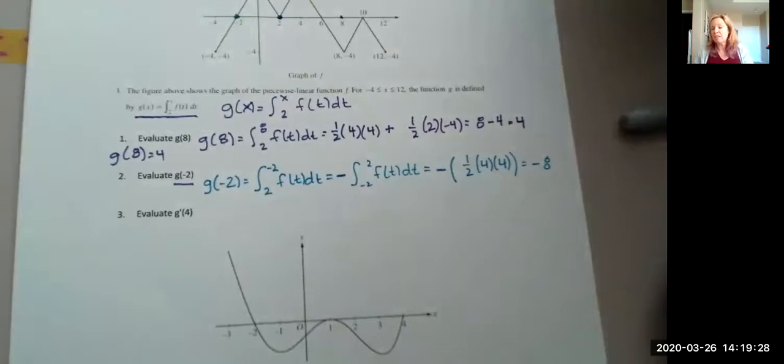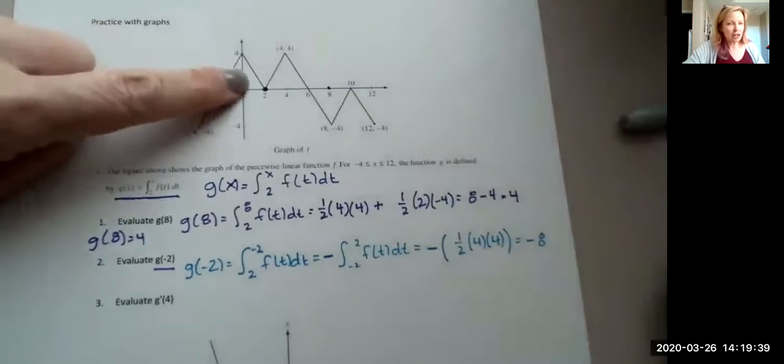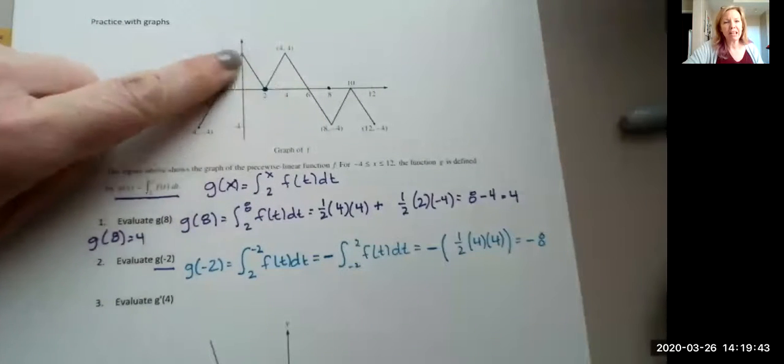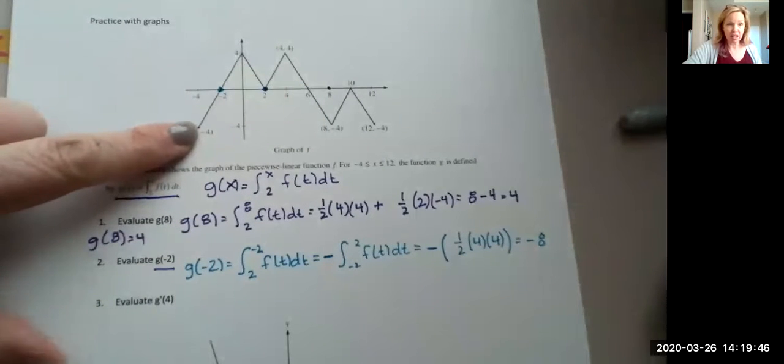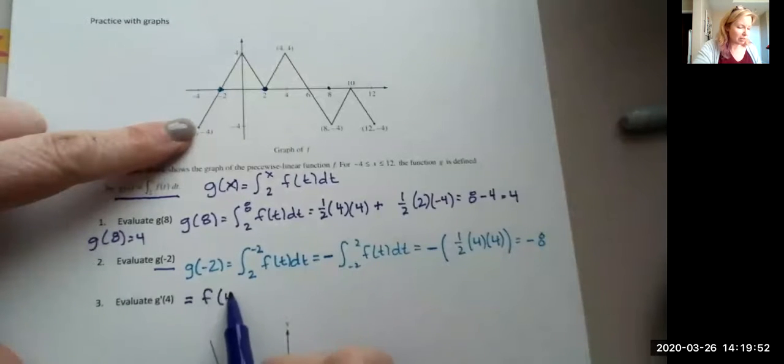Question number 3 is asking us a different question. It says, what is g prime of 4? What's the derivative of g at 4? Well, remember that I said before, if I'm integrating this to figure out what g is, that means the graph that I'm looking at is the derivative of g. So when it asks me for g prime of 4, that is the same thing as asking me for f of 4.